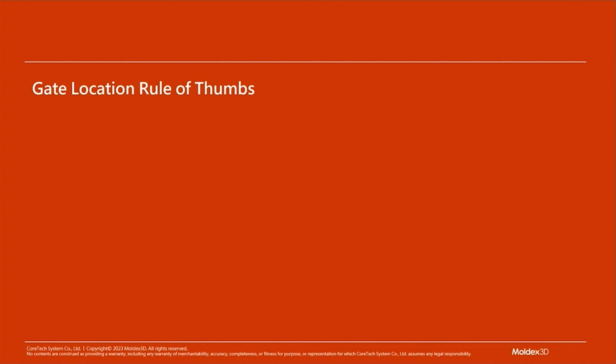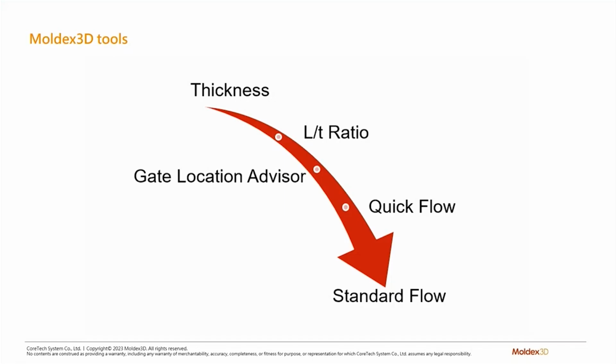So what are some of the rules of thumb when optimizing your gate location? So first thing is we need to understand the thickness of the part, right? And how it plays a role in deciding the gating locations. Another thing is the flow length by thickness ratio of the part. That will tell us how many gates we need inside the part. Are we okay with having one gate, or do we need more than one gate inside the part?